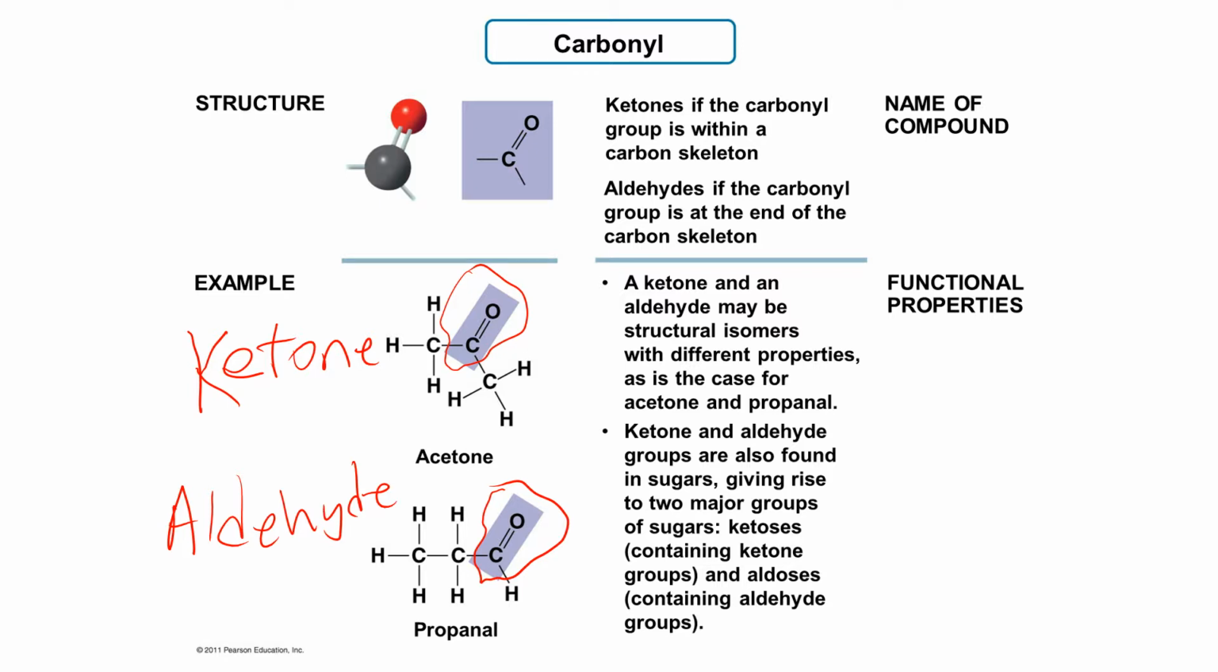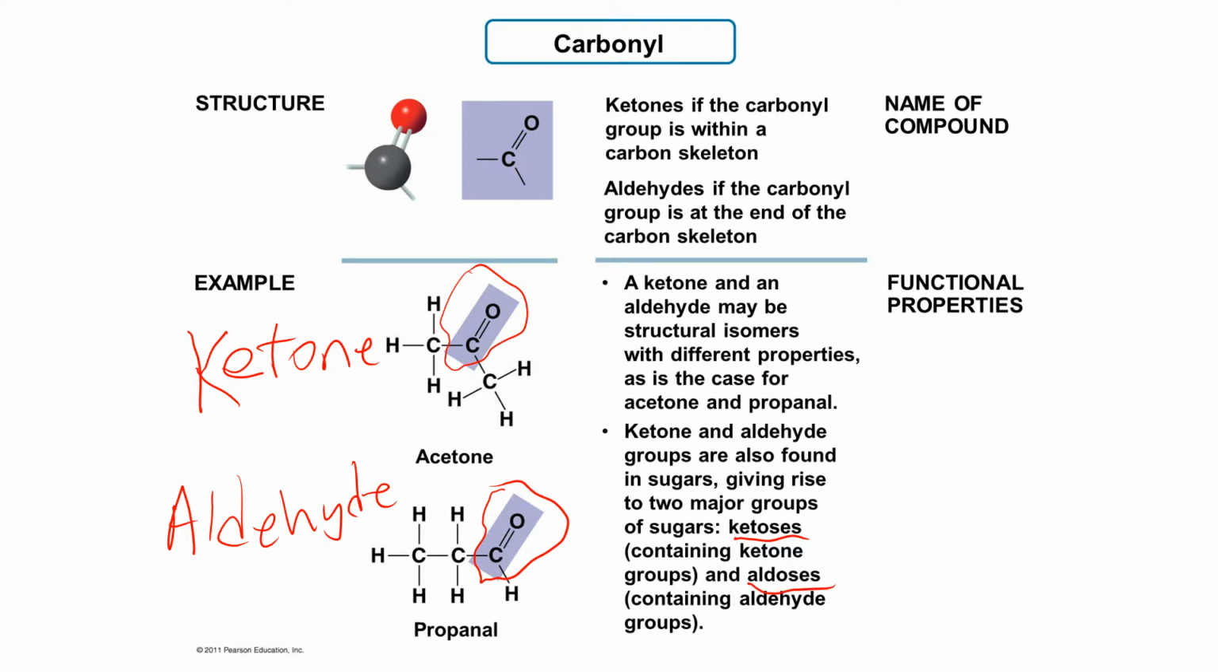Particularly, we'll talk about sugars later on. But when we talk about carbohydrates, your ketone sugars are referred to as ketoses, and your aldehyde sugars, aldoses.